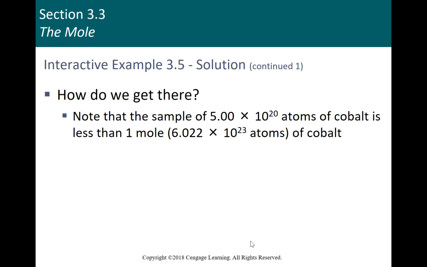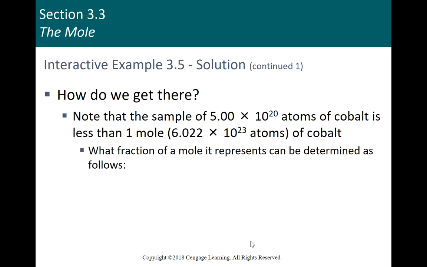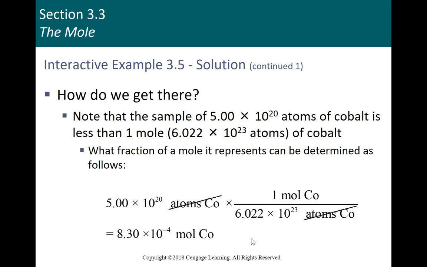So what are we going to use to get there? First, we're going to use Avogadro's number to get to moles, and then we'll use the molar mass to get to the number of grams. So here's the calculation.